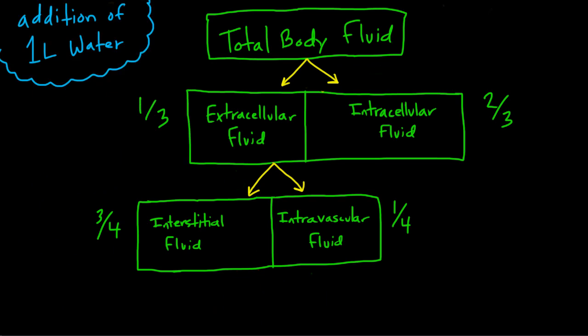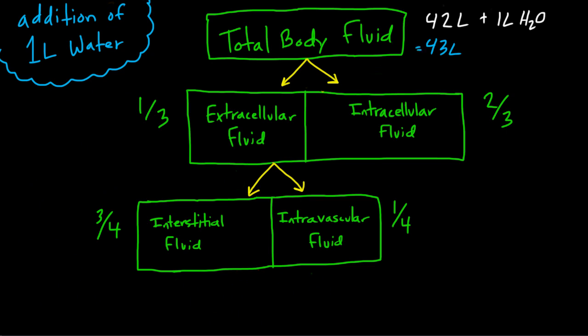We will now discuss what happens when 1 liter of water is added to total body water. Now, we've said previously that 1/3 of total body water is in the extracellular fluid compartment and 2/3 of total body water is in the intracellular fluid compartment. It should also be noted that solute is distributed in the same way. 1/3 of total body solute will be in the extracellular fluid compartment, and 2/3 of total body solute will be in the intracellular fluid compartment.